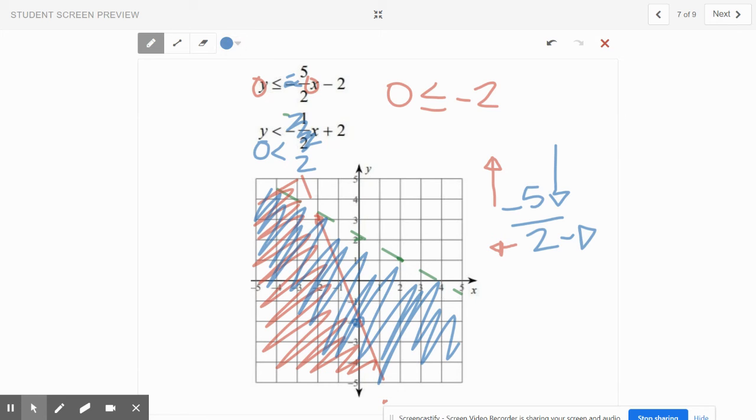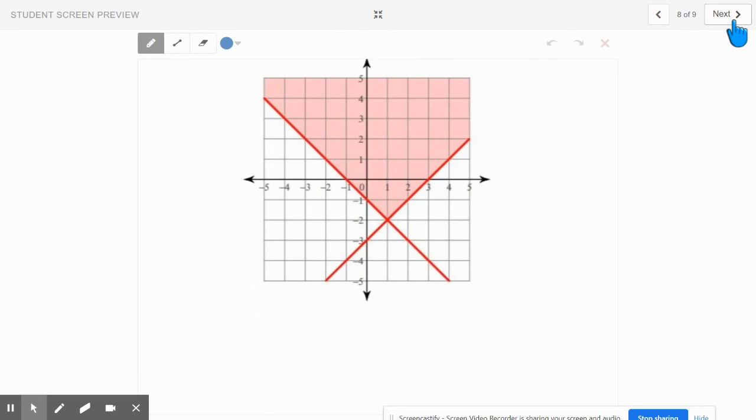All right, and then where does it overlap? You can see pretty clearly it's this portion right there that would be your answer. Okay? All right, this one was a trip. I was trying to get you guys to think outside the box. Let's go ahead and try this one.